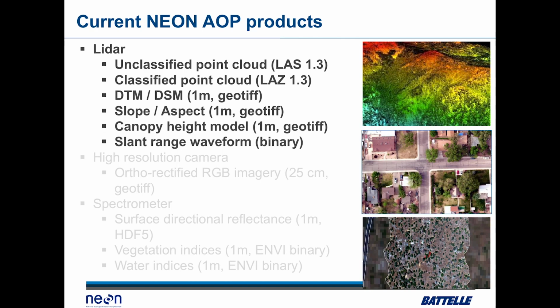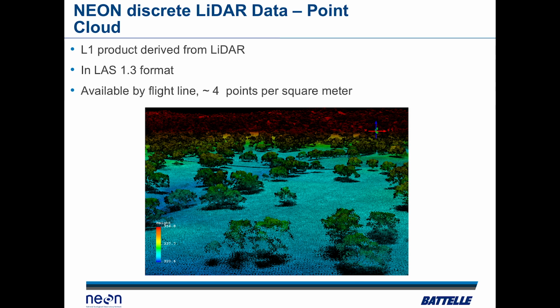Okay, so now a little bit more detail into the AOP data products. Some review from the webinar. This is the LiDAR data products that we provide. So there's the point cloud data, then raster data, and then the waveform data. This is an example of the point cloud data. This is a L1 data product, or one of our lower level products.